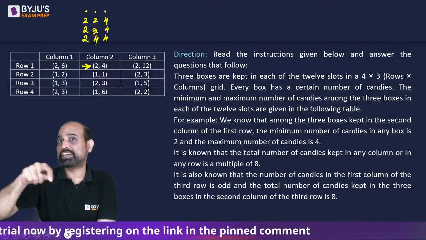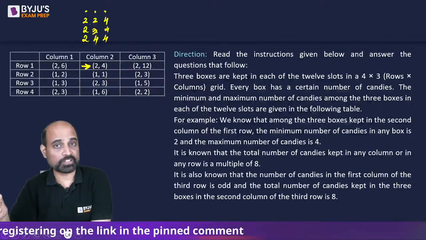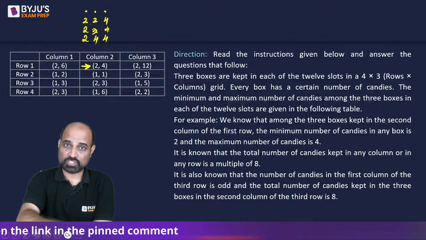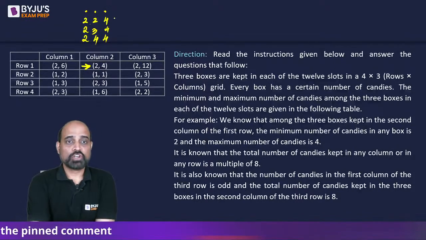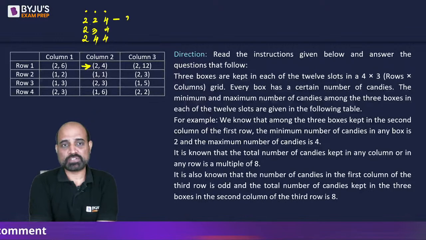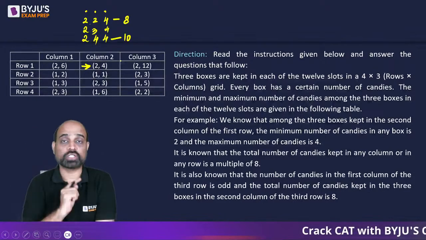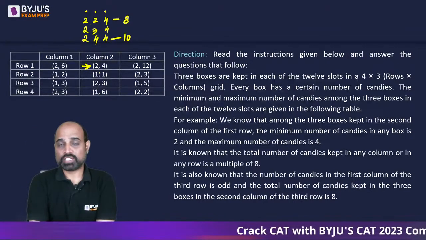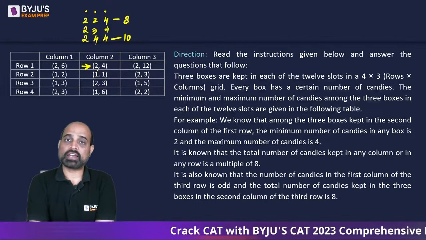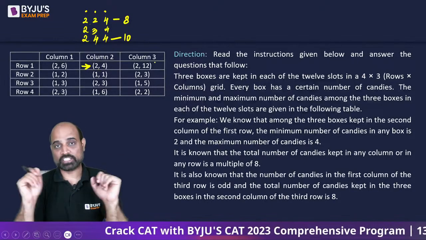If you write 2 5 4, the largest number of candies will become 5, but the range here tells you only 4 at most. So we can say that the minimum number of candies we can have is 8 and the maximum number of candies we can have is 10 in column number 2, total in the 3 boxes. Total candies will be in the range 2 2 4 to 2 4 4.